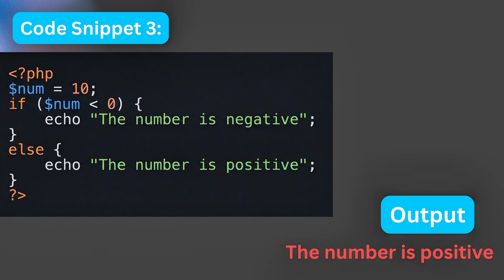However, in this example, the number is 10, which is not less than or equal to 0. That means the condition in the if statement is false. Because of that, the program skips the first block and moves to the else statement. The else block runs automatically whenever the condition inside the if statement is not met. Inside the else block, we have a simple command that prints the number is positive. Since our number is indeed positive, that is exactly the message we see as the output.